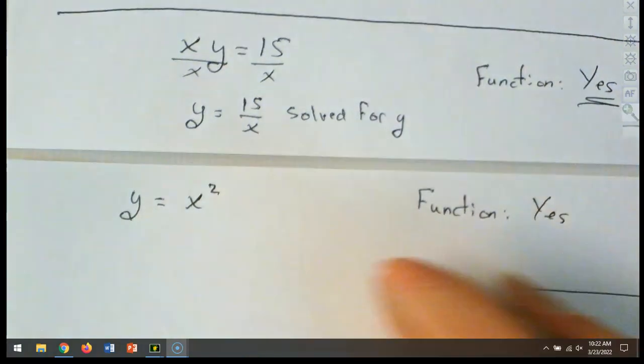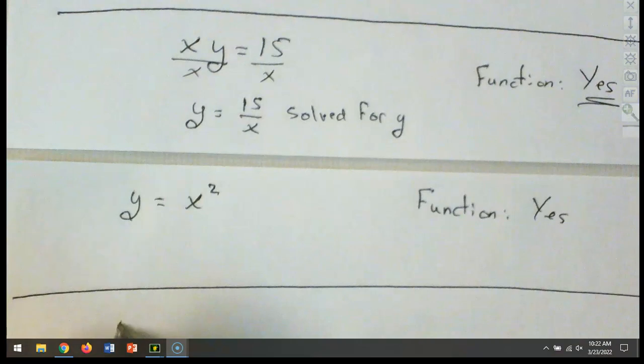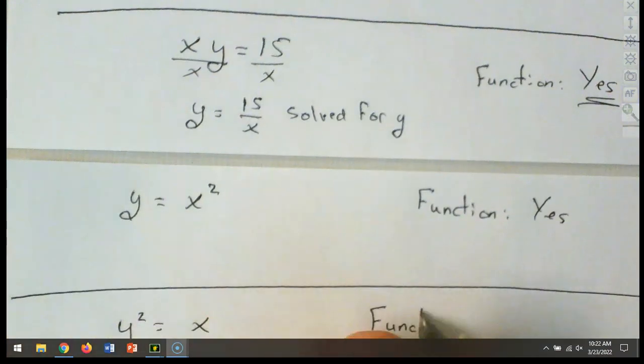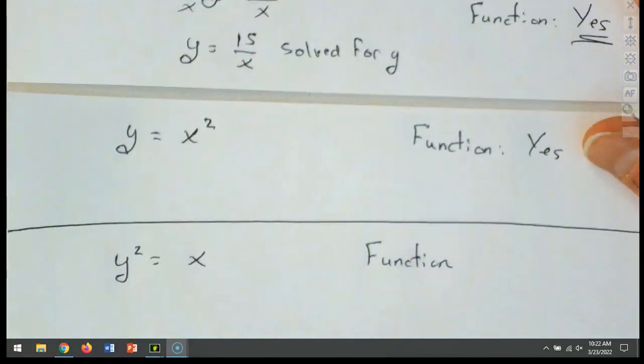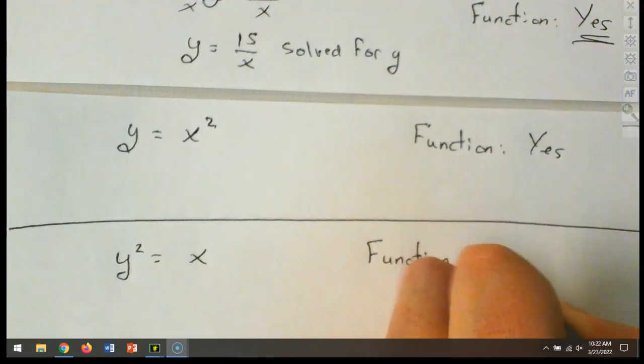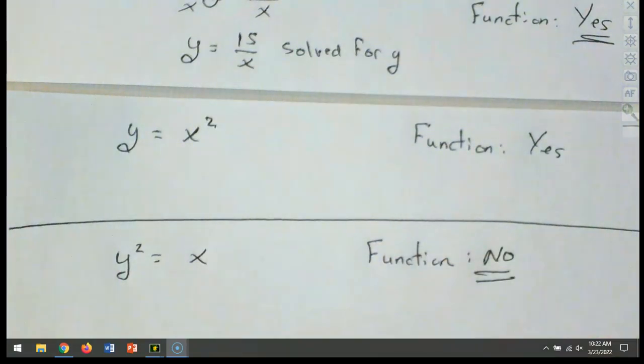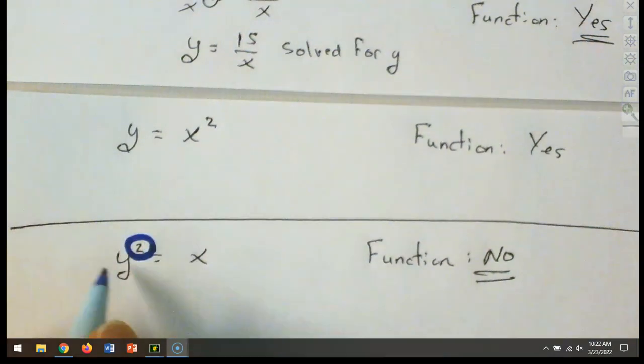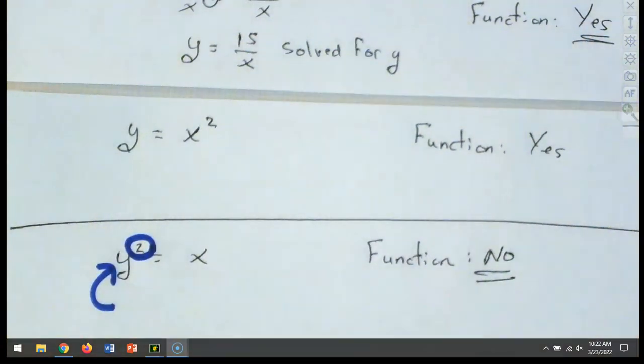However, this one, what would this one be? Y squared equals x. What would this one be? Not a function, right? And why is it not a function? Because the y is squared, right? That's what we worry about, is the y squared there.